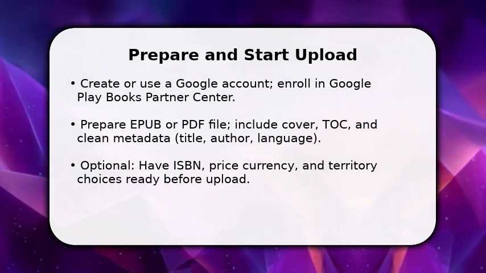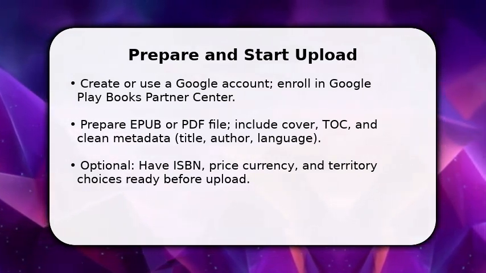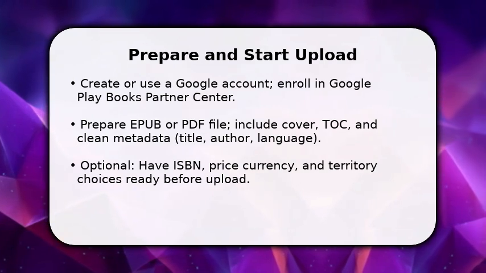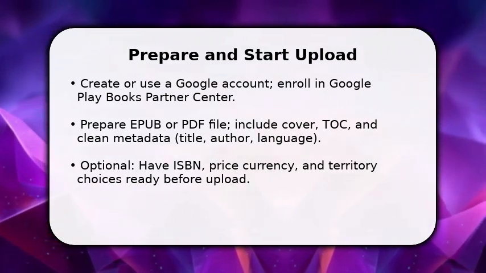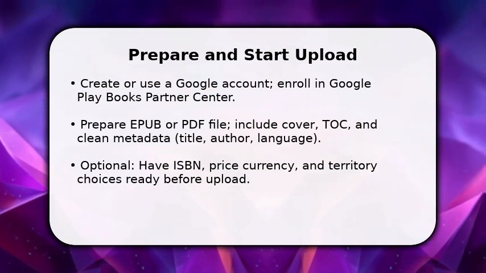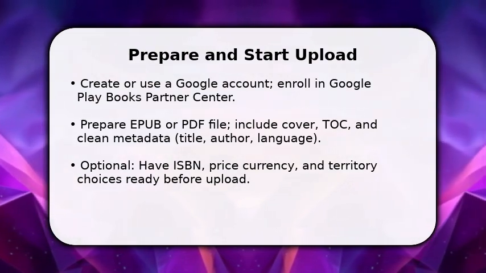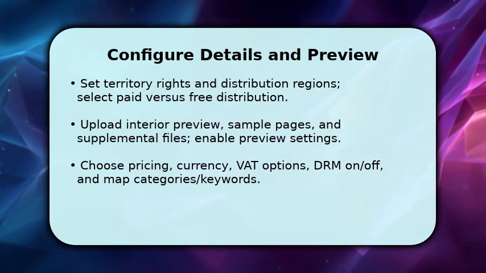Then create a new book entry and upload that file. The system validates format immediately, so fix errors shown. This gets you past the first gate and into the publishing workflow quickly. Once your file uploads without errors, continue by defining rights and distribution.